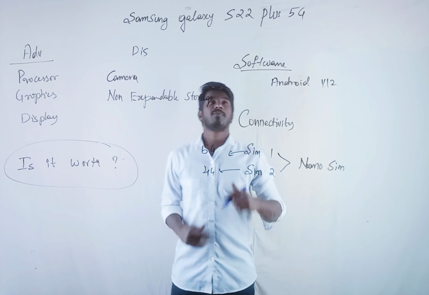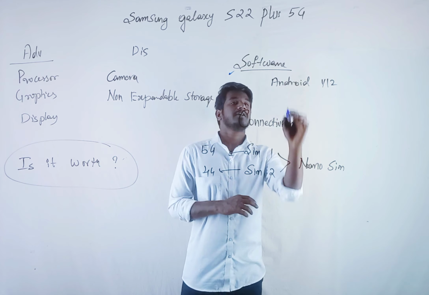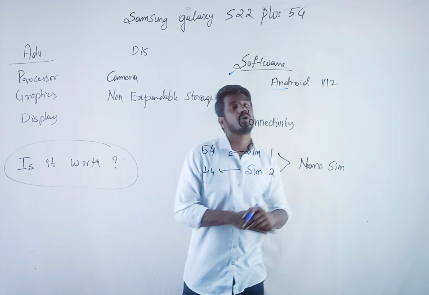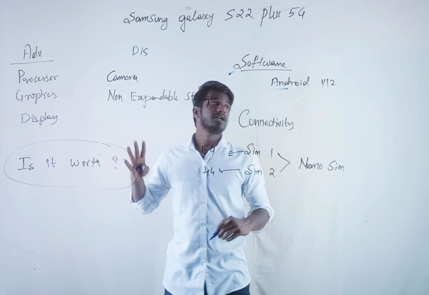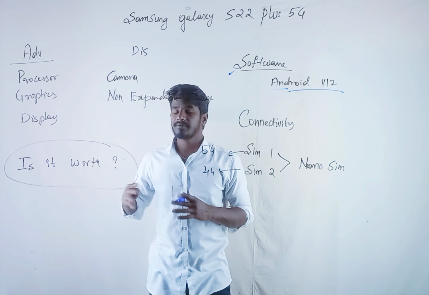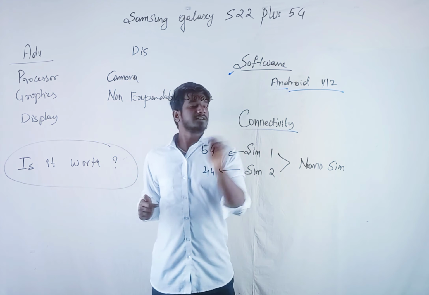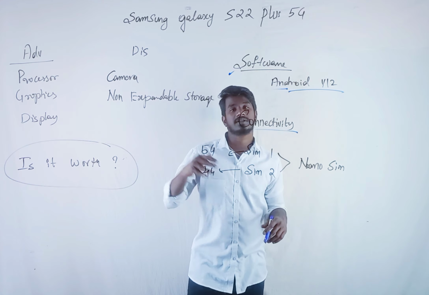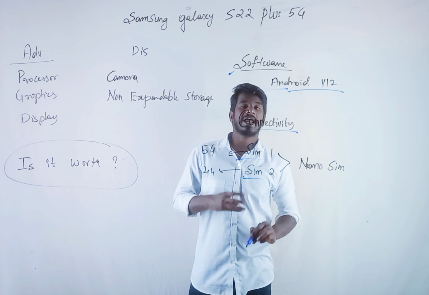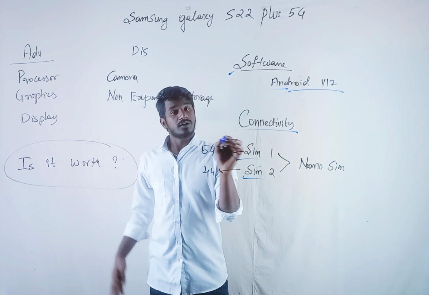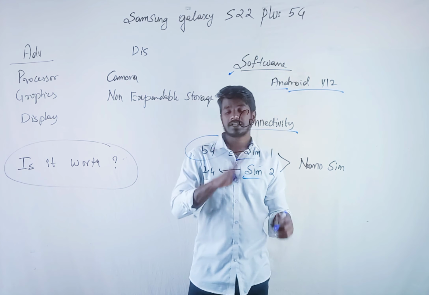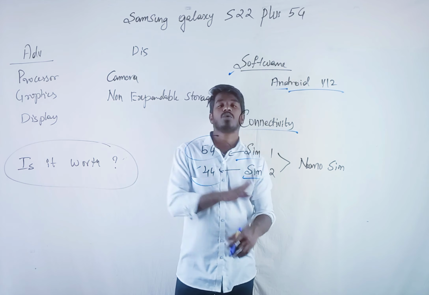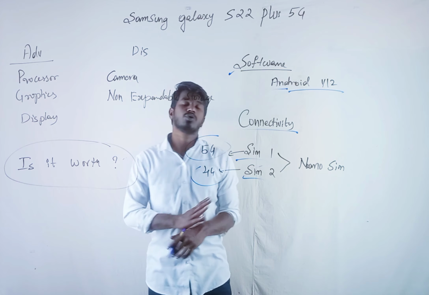Fine. The next point is software. Software used in this mobile is Android 12, the latest version they have used. Fine. The connectivity in this mobile is, you have two nano SIMs, and in SIM 1 you have 5G connection, and in SIM 2 4G connection. In SIM 2 you don't have 5G connection.